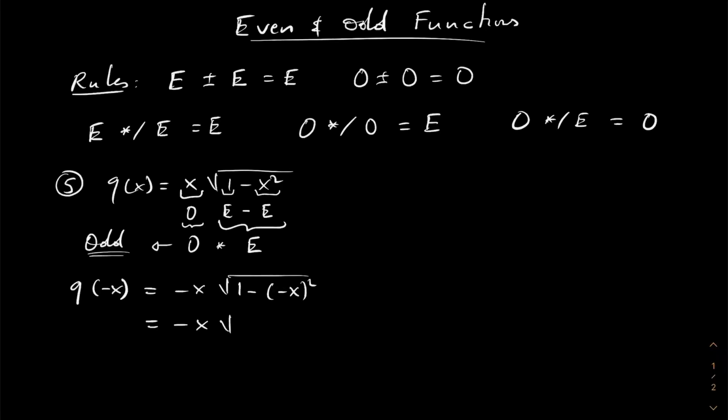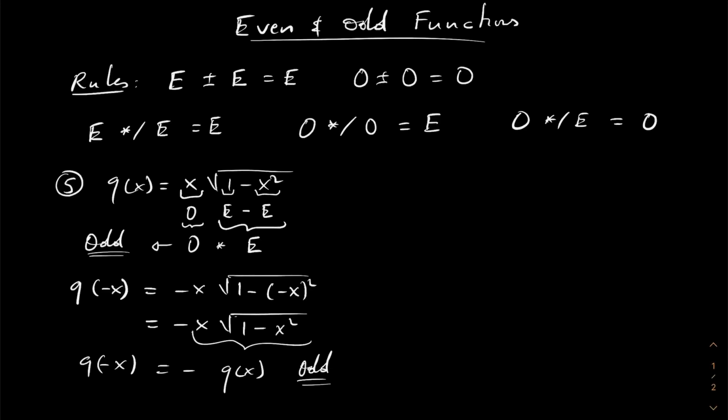And so with that, you're going to have on the outside here, negative x, and then under the square root, you're going to have 1 minus x squared, because negative x squared is the same thing as just x squared, because minus times minus is just plus. And so therefore, this particular expression goes back to your original function, but negative. And so you're going to have q of negative x equals negative q of x, which means that this function is formally odd, right? Because that's the definition of an odd function.